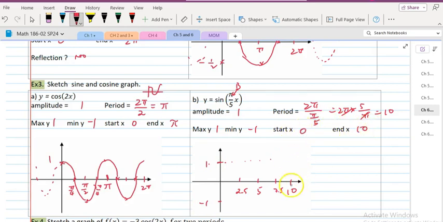It ends at 10. So start at 0, 0, 0, and go to the highest point, go back, go to the lowest point, and go back. So this is one cycle of the sine pi over 5x. You do the same thing, right? So the second cycle would be at 20. You go another cycle like that, okay?